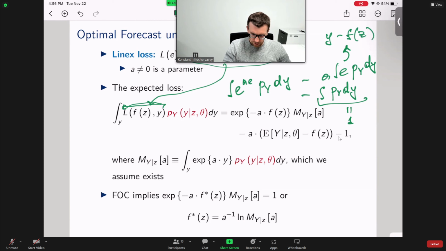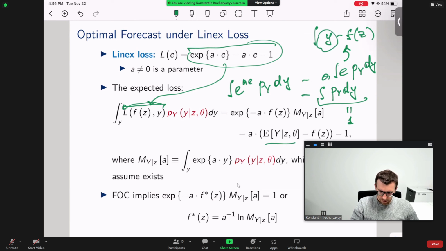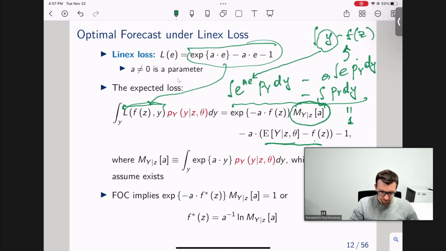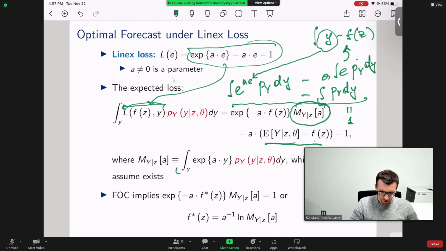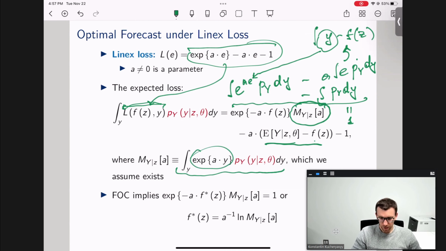So then integration of this with respect to p(y) would give the average value of y, so this guy, and then f(z) doesn't depend on p(y), then the whole integral will turn into 1, so we get this term, and similarly substitute y minus f(z) here, and then we get this term, where M_y(z) is a moment generating function for this object, which we assume exists.